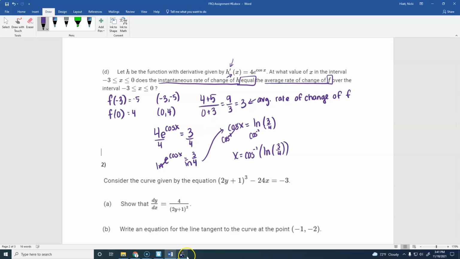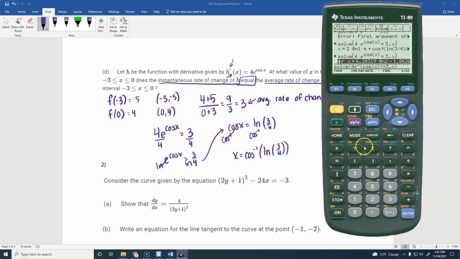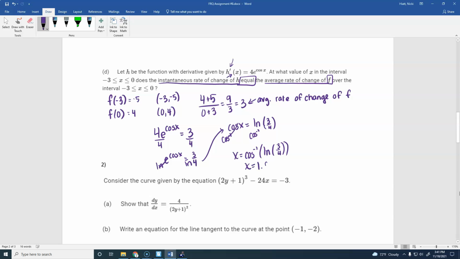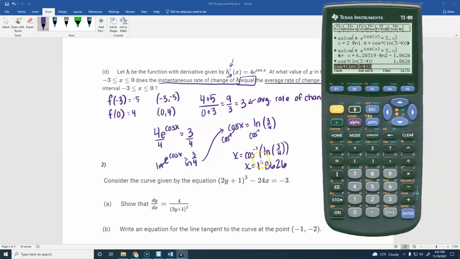So we can type that in. Cosine inverse of natural log of 3 divided by 4. We'll hit the green button and then enter. And so we're getting 1.8626. So x equals 1.8626, or 1.863.